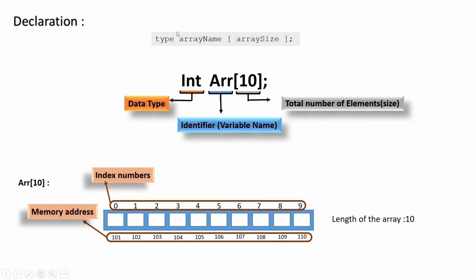This is how we declare an array: type, array name, and array size. For example, here we have declared an array of type integer. The name of the array is arr, and the size of the array is 10. Size of the array means the array can hold up to 10 elements.